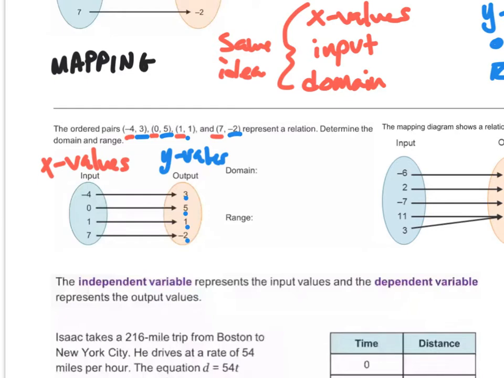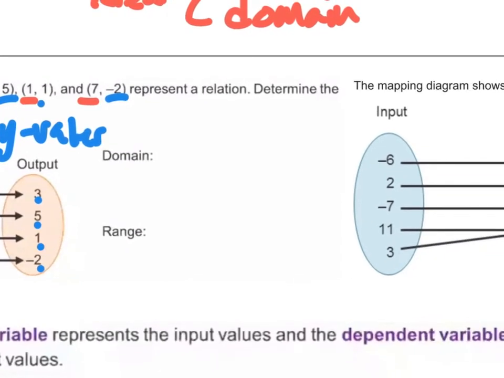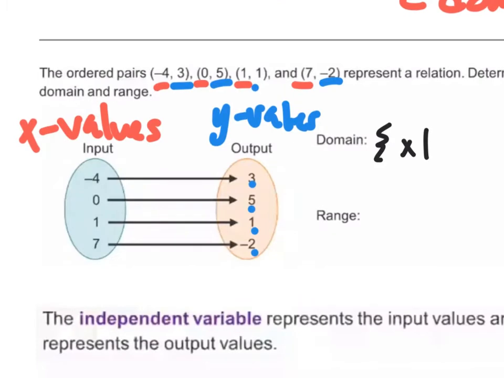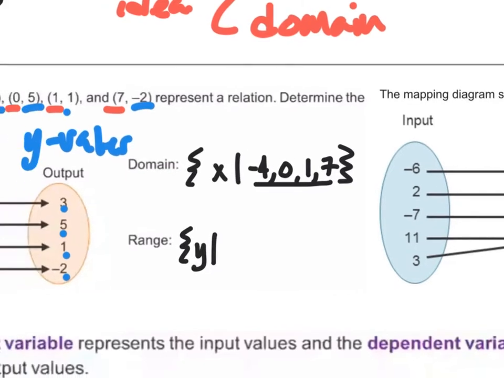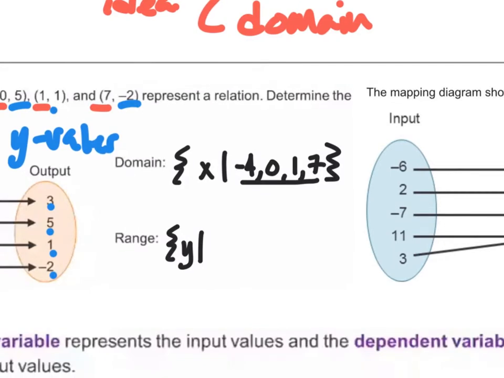Then it says, what's our domain here? When they ask us for our domain, they have us do this thing where I do a bracket, and then I say x, domain, set of x values, this big line, and then we just write down the x values that we have. So -4, 0, 1, and 7. This is the set of x values, just the x values that are there. The range, we do the same thing except we call them the y values. Those would be 3, 5, 1, and -2.